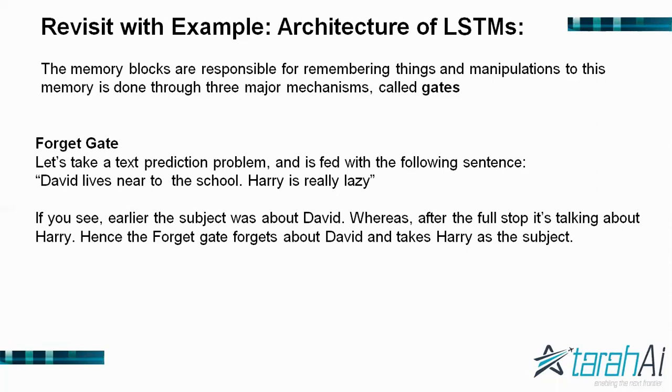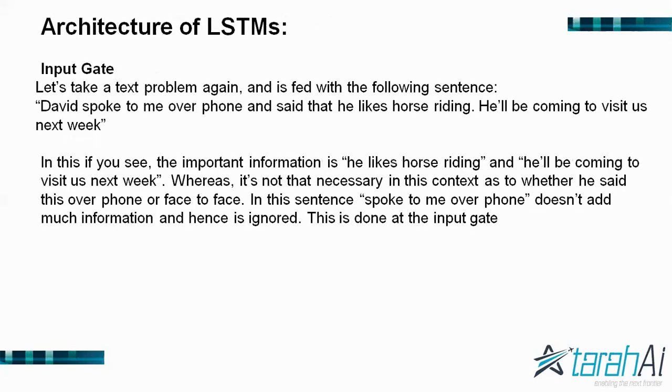So broadly, the time series models of these three are being captured inside the architecture of a single LSTM. And if you look at the example of a forget gate, let us say a text prediction problem. Let us say we say David lives near to the school. Harry is really lazy. Earlier the subject was David, whereas after the full stop it is talking about Harry. So suddenly the forget gate forgets about David and will take forward the selective input, which is the input coming from Harry.